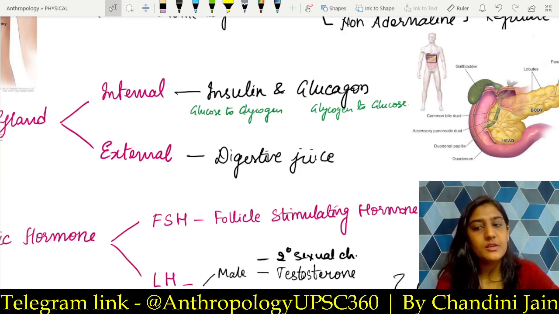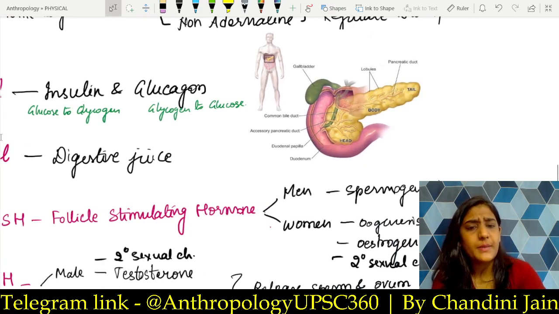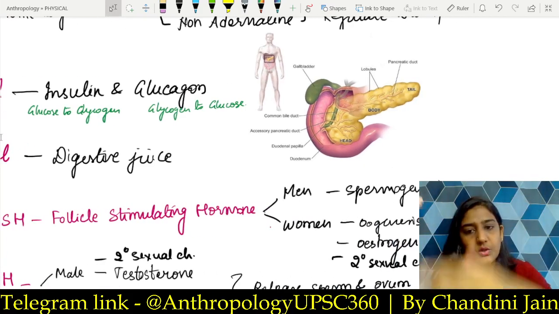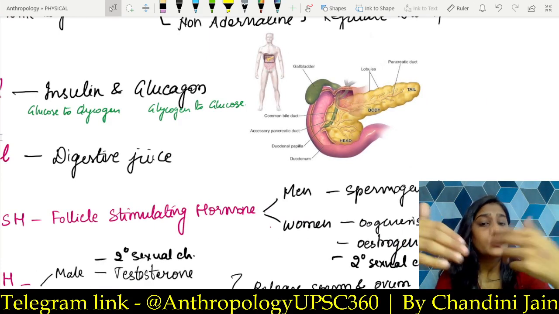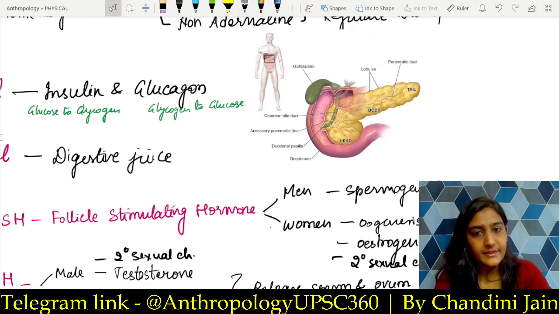And the second, external role that it plays is the secretion of digestive juices. Okay, this is your pancreas. We saw its location above also. So if you follow the order, you will be able to locate their positions also, and it will be convenient for you if you have to draw a diagram also.